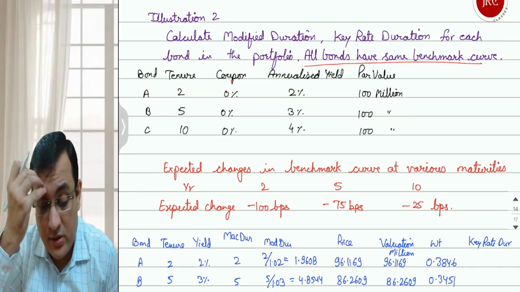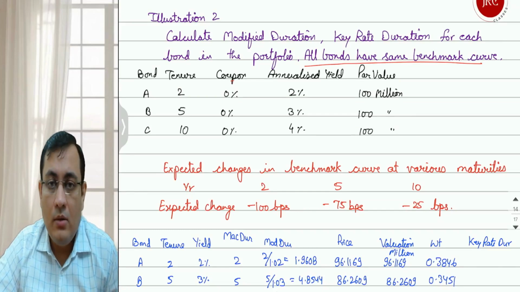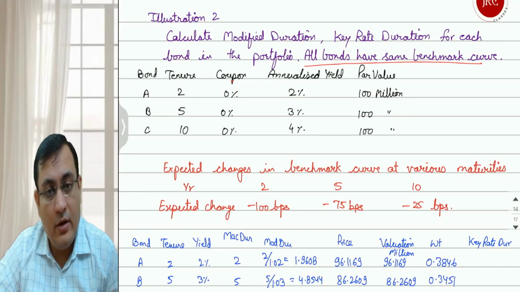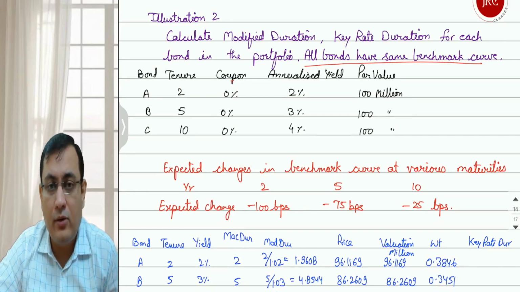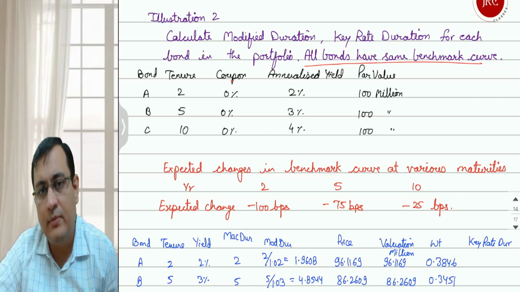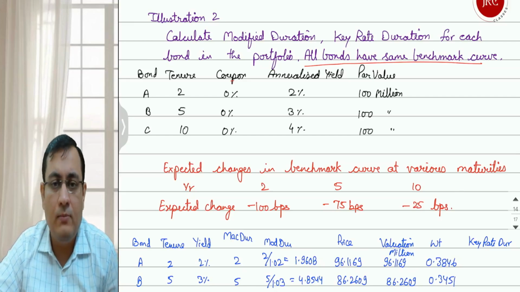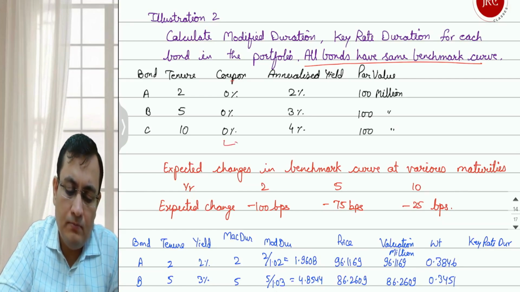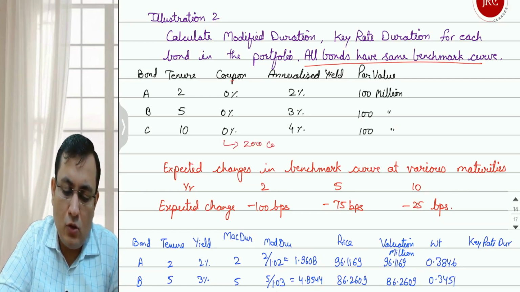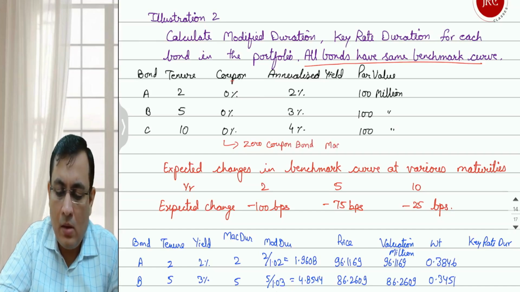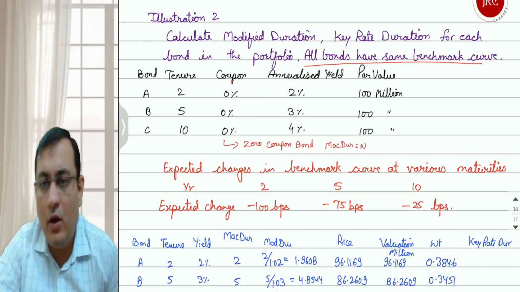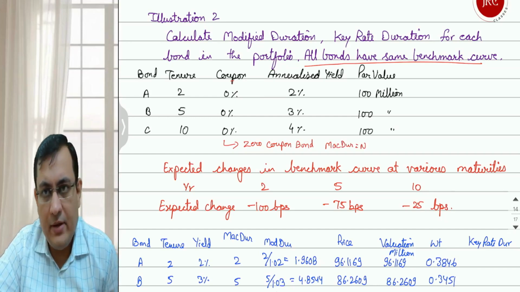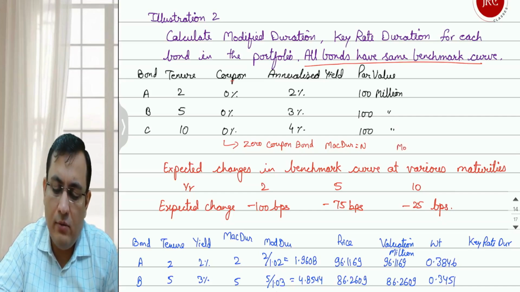So let's go for the calculation of modified and key rate durations. We have 3 bonds in our portfolio: one of 2-year tenure, 5-year tenure and 10-year tenure respectively. Then the coupon rate, to make it easy, I have kept it 0%. So it is a zero coupon bond, and for zero coupon bonds, your Macaulay duration is equal to the tenure. We have an annualized yield, so modified duration is equal to Macaulay duration divided by 1 plus R.